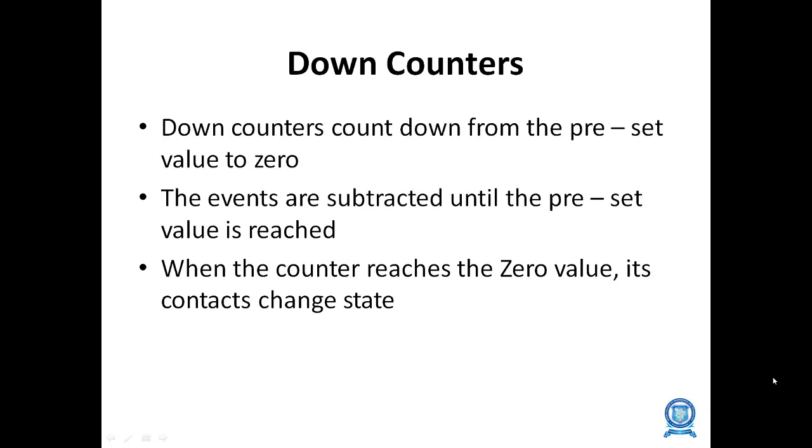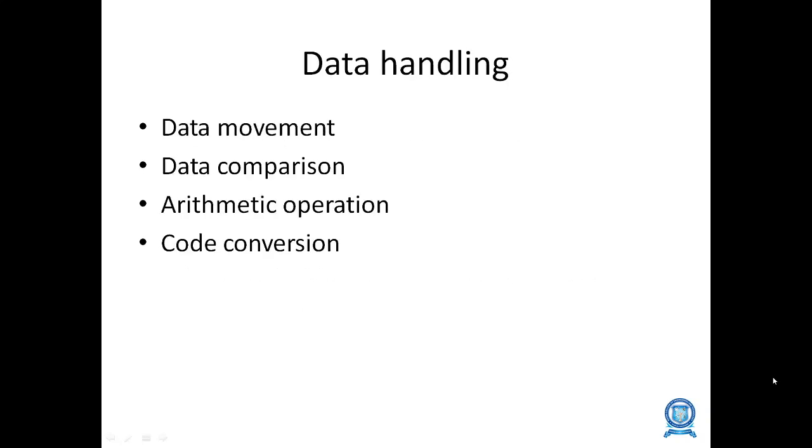Down counters. Down counters count down from the preset value to 0. The events are subtracted until 0 is reached. When the counter reaches the 0 value, its contacts change state.